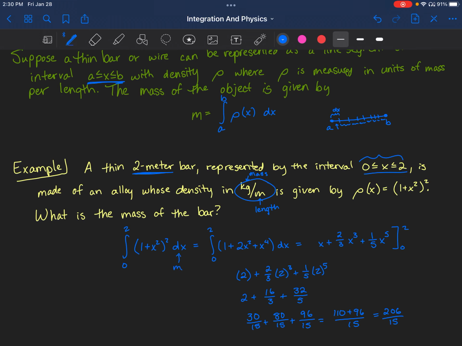Now we had units of kilograms per meter, and I integrated, and in this case, the dx is actually the meters. And so by plugging in 2 meters and 0 meters, that's going to help us get this along. So again, this was kilograms per meter as my rho. That was the density we were given, and I'm multiplying by meters. So the mass is going to be about 206 over 15 kilograms. And if I type that in the calculator, 206 over 15 gives me about 13.73 repeating kilograms.